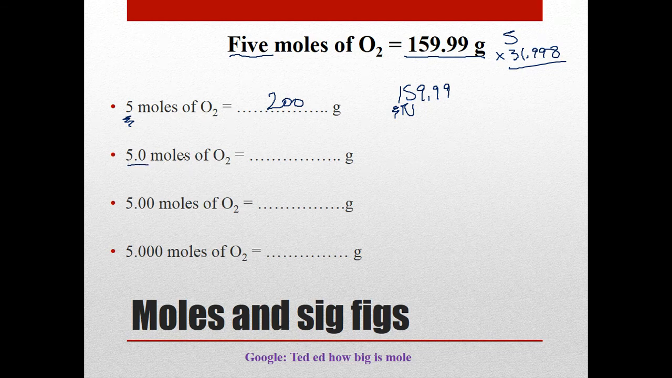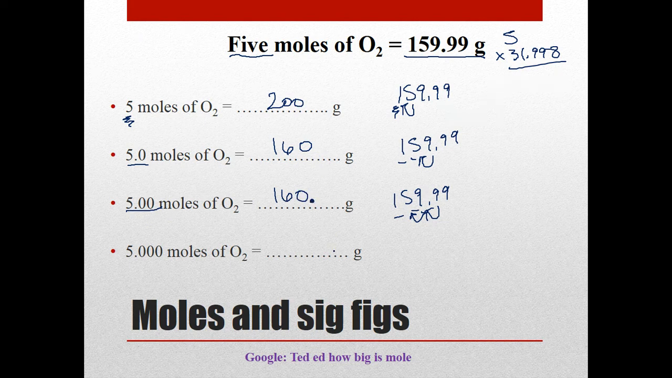If I have 5.0 moles, so now I'm getting a little bit more specific, I get to keep 2 sig figs. And so my 159.99, I get to keep 1, 2. That 9 is going to pop that 5 up to a 6. I have 160 grams of oxygen. Well, what if I have 3 sig figs? I don't want to know 5.0, but I want to know 5.00 moles of oxygen gas. Well, now I get to keep 1, 2, 3. That 9 pops that 9 up to a 0, which pops that 5 up to a 6. Almost the same thing, except I need 3 sig figs, and so I have a decimal point at the end.